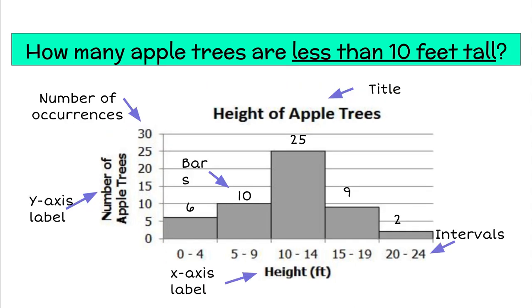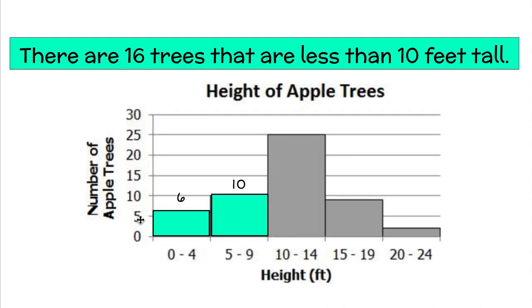How many apple trees are less than 10 feet tall? To answer that question, we want to look at the ranges that are smaller than 10, so between 0 and 4 and 5 to 9. We only include these 2 bars because our next range is 10 to 14, but a tree that is in that range would not be under 10 feet, it would be 10 or more. So we only focus on these first 2 bars. The first bar was a little bit above 5, so we can say that there were 6 trees between 0 and 4 feet tall, and then there are 10 trees that are between 5 and 9 feet tall. So that means there is a total of 6 plus 10. There were 16 total trees that were less than 10 feet tall.